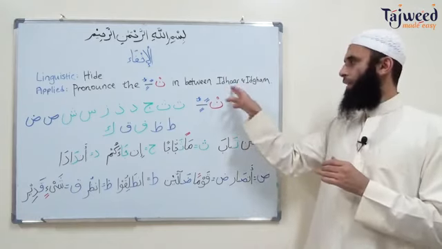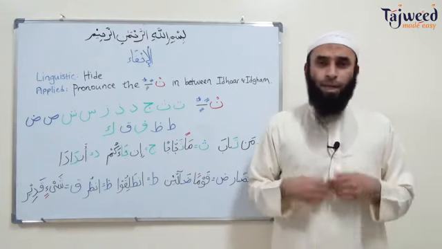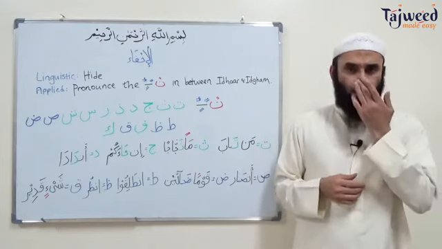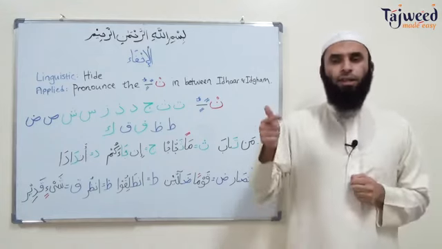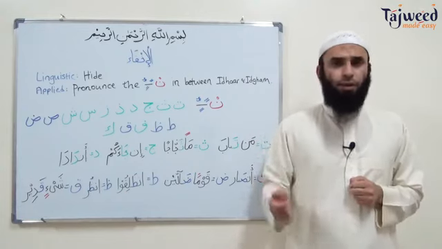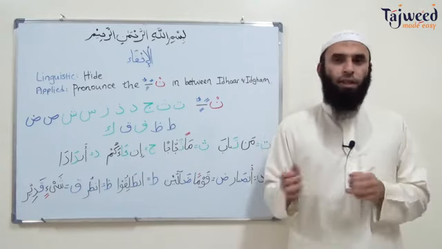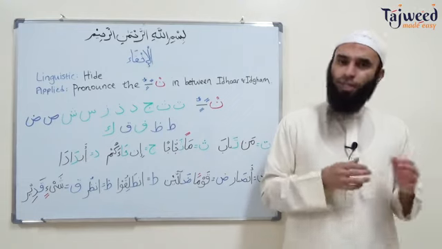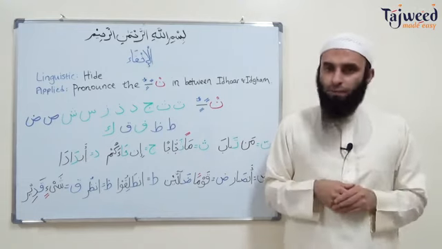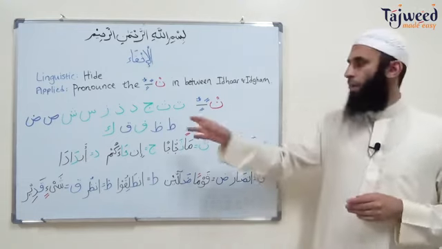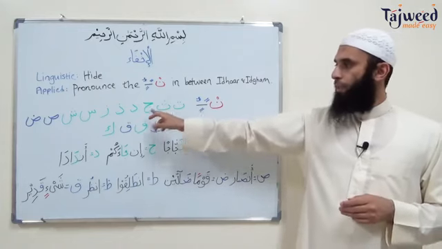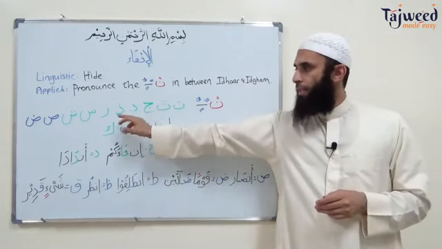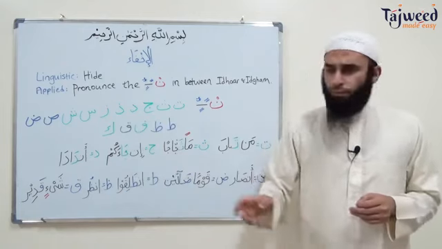between Idhar and Idgham. The letters of Ikhfa are 15 letters. Because Idhar is 6 letters, Idgham is 6 letters, that's 12. Qalb is 1 letter, that's 13. Total number of letters in the Arabic language, 28. So 28 minus 13 is 15 letters. And they are the following. Ta, Tha, Jim, Dal, Dhal, Zai, Sin, and Shin.